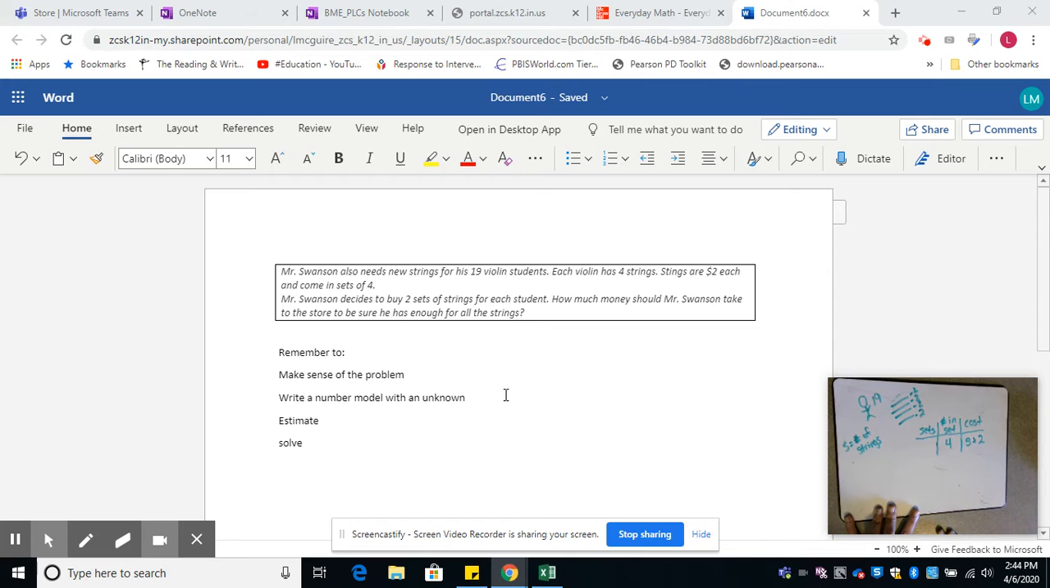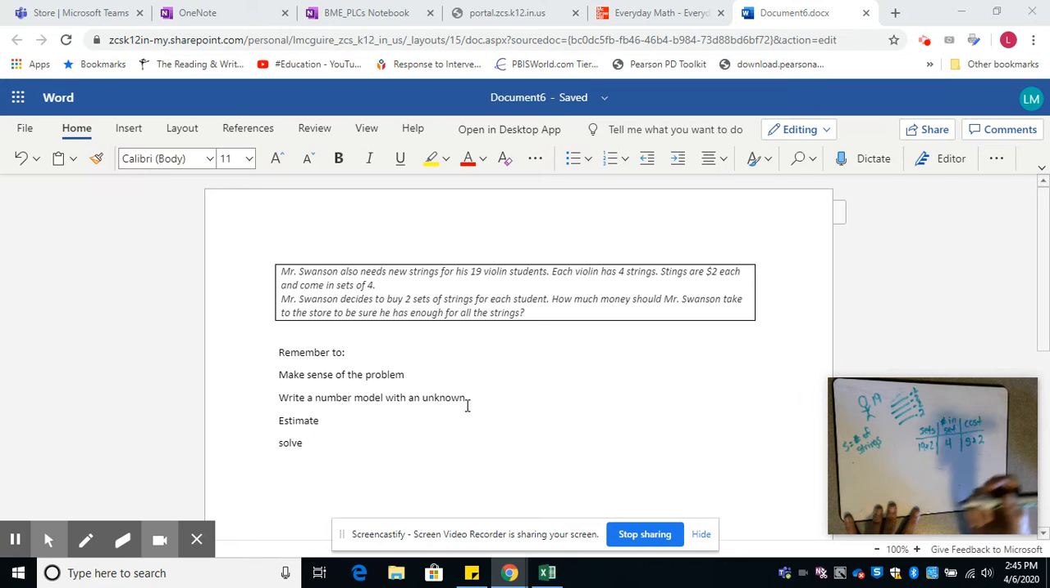Okay, so Mr. Swanson decides to buy 2 sets of strings for each student. Well, I see I've got 19 students here, so I can do 19 times 2 is my number of sets. There's 4 strings in each set, so this will help me get the total number of strings, and then I can multiply by 2. So I'm going to go ahead and move on to my next place here.